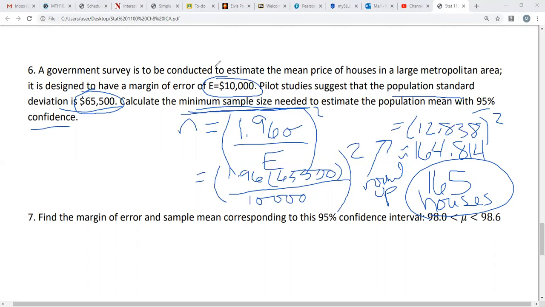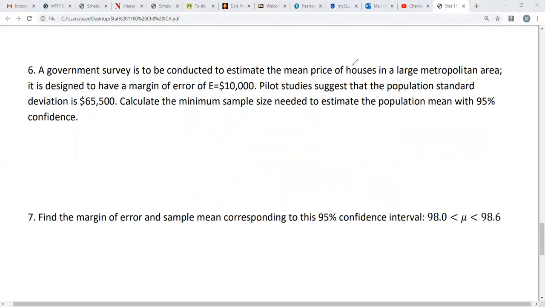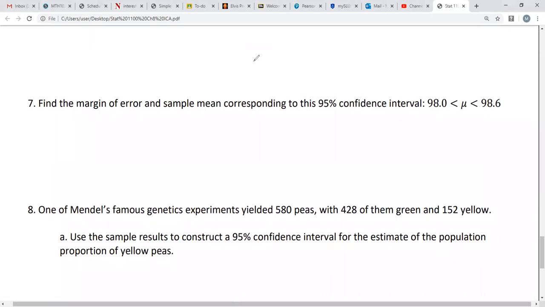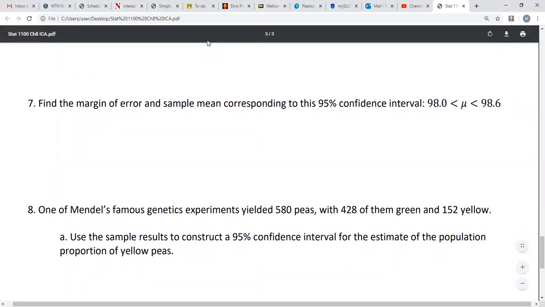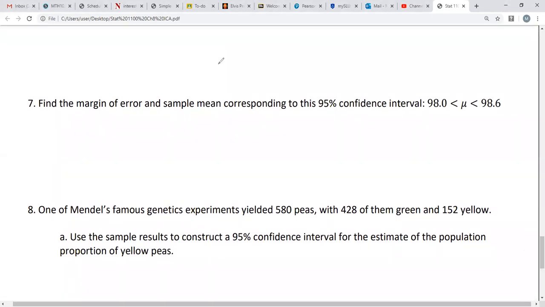Let's move on to number 7. It says, find the margin of error and sample mean corresponding to this 95% confidence interval. And we're given mu is between 98.0 and 98.6. Margin of error and sample mean.